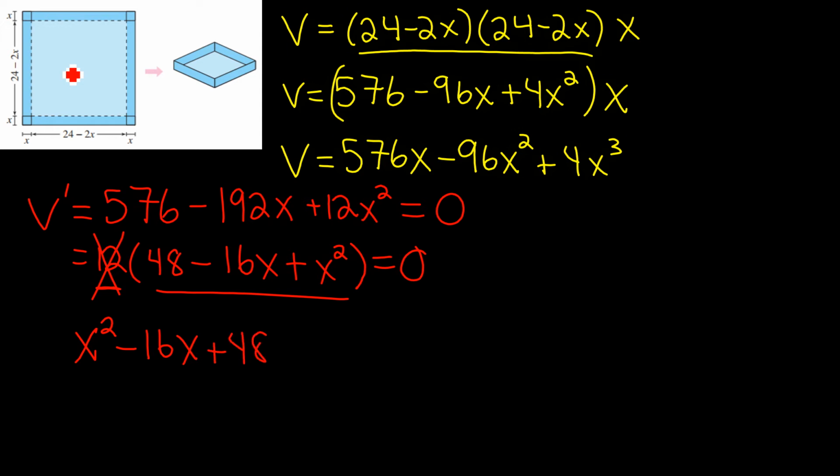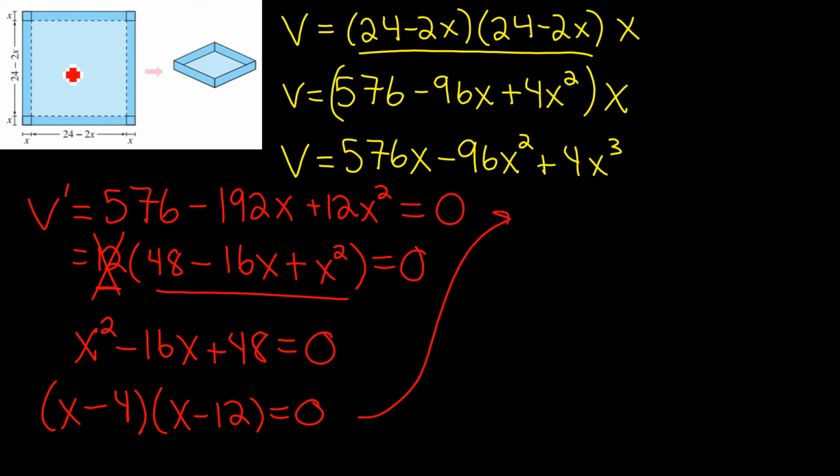So what values of x make that happen? Let's figure this out. If I factor, two numbers that multiply to make 48 and add to make negative 16 are negative 4 and negative 12. This leads me to say that my x values, these are my critical numbers, by the way, are either going to be 4 or 12.